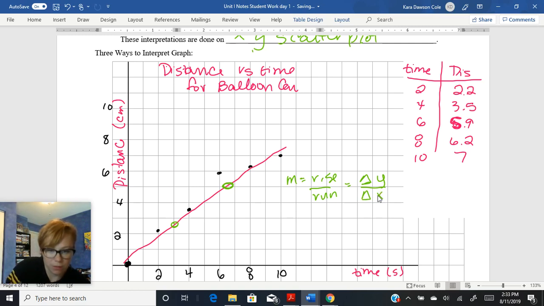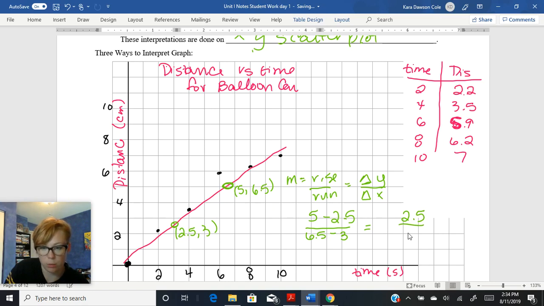So now, at this point right here, I would say that this is 5 and probably about 6.5. And then this point is about 2.5 and 3. And then I can do my slope from this. So 5 minus 2.5 over 6.5 minus 3. And that's going to give me a number. So I've got 2.5 on the top because 5 minus 2.5 is 2.5. And then 6.5 minus 3 would be 3.5.